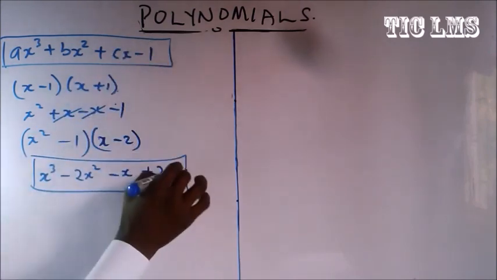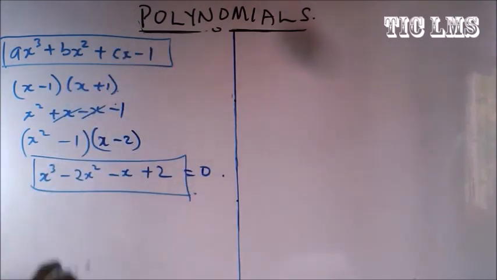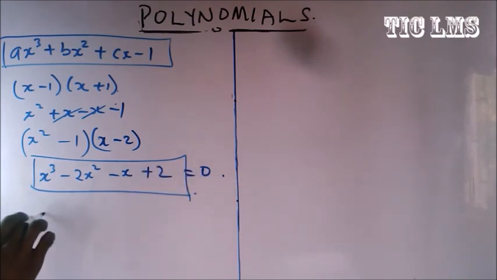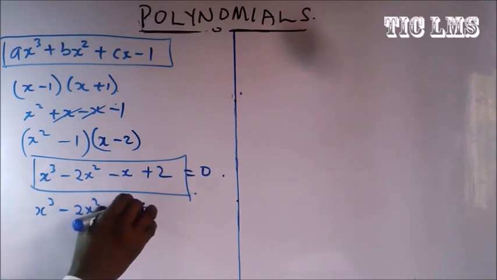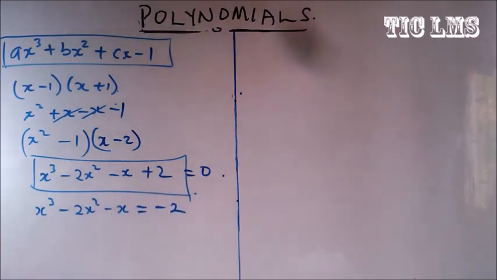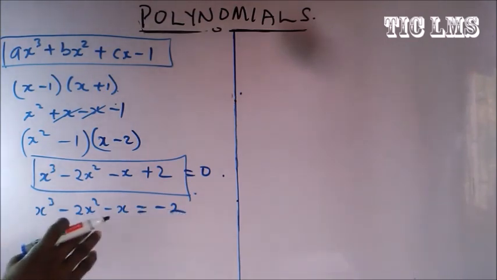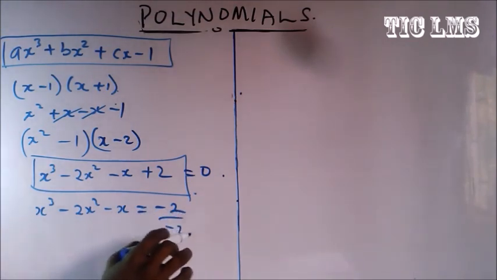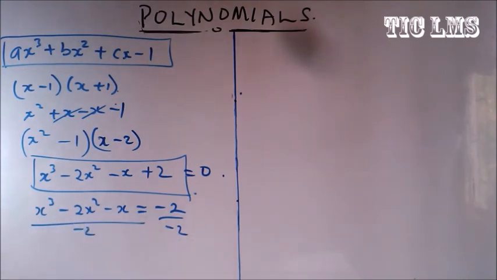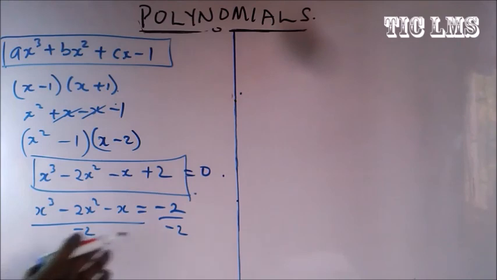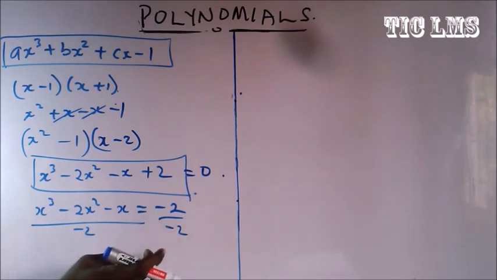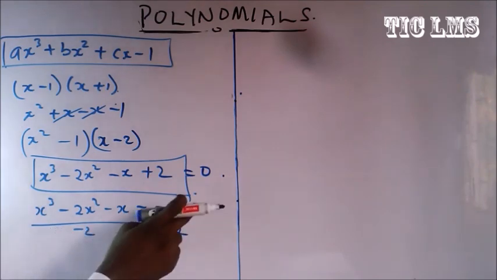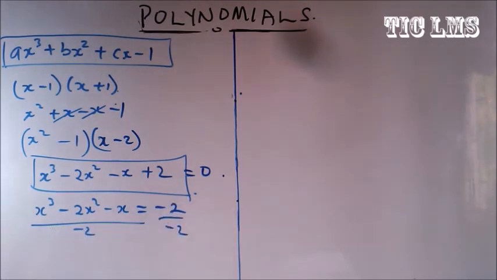Now, what we'll do is we equate this to 0. When we equate it to 0, this plus 2 can easily come here, and so we have x raised to the power 3 minus 2x squared minus x equal to minus 2. Now we are going to divide both sides by minus 2. When we divide by minus 2, what we are trying to achieve is to look somehow like this. It doesn't really make any effect since the minus 2 can get cancelled out.